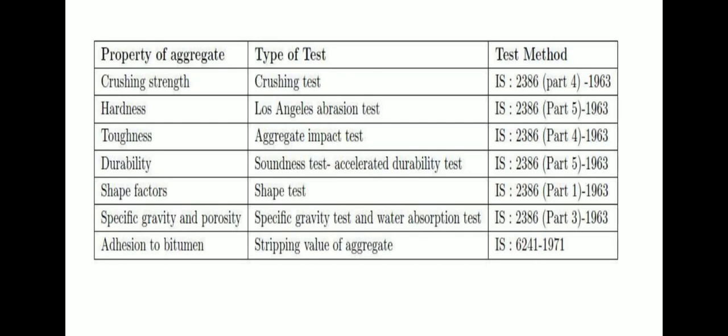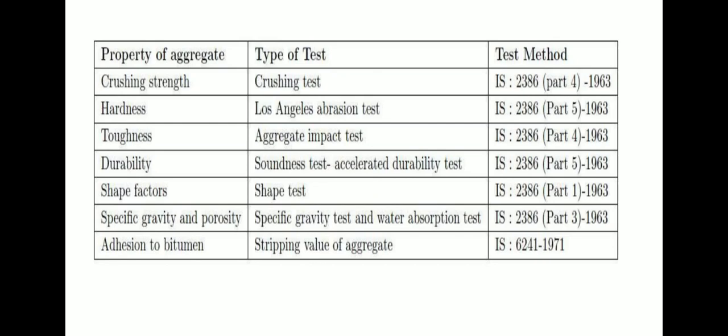Likewise, if you want to do crushing strength, you have to do the crushing test given in 2386 Part 4 1963. For hardness, you do the Los Angeles abrasion test given in 2386 Part 5 1963. For durability, the soundness test is to be done, suggested in 2386 Part 5 1963. For shape factors, you do the shape test given in 2386 Part 1 of 1963.